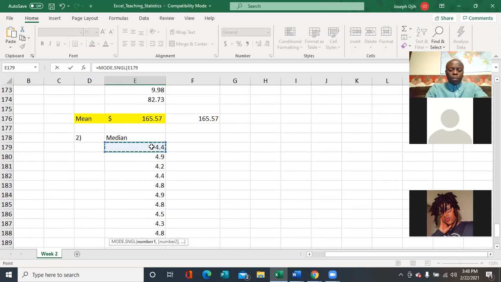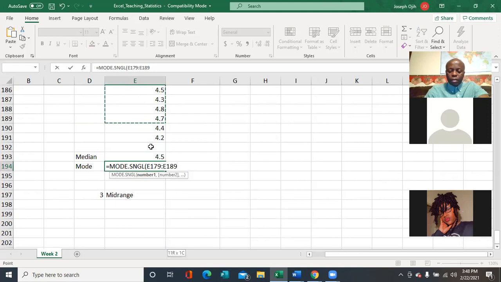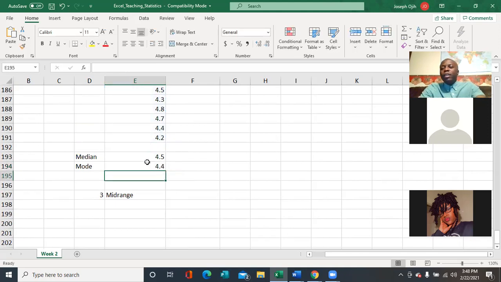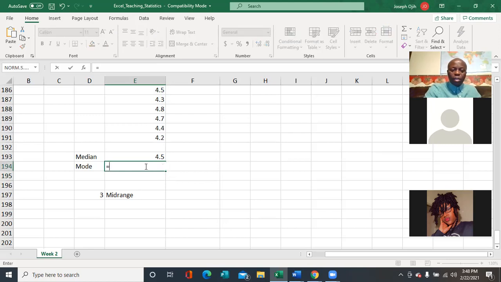Sometimes it might vary with the version of Excel you are using. Okay, close it. See, it gives us the same one of them. Okay, let us try that one I was about to show you. Mode.